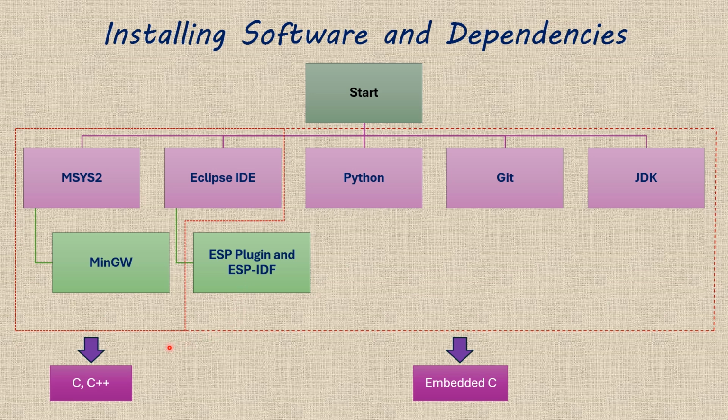The first category includes those required for learning the C language on a computer system. The second category includes those specifically designed for learning the embedded C language for microcontrollers. In the second category, specific software is available for learning each type of microcontroller. For example, here we have included the software required for learning the microcontroller from a specific company, commonly known as ESP32.